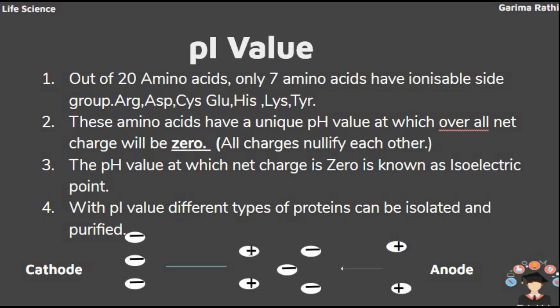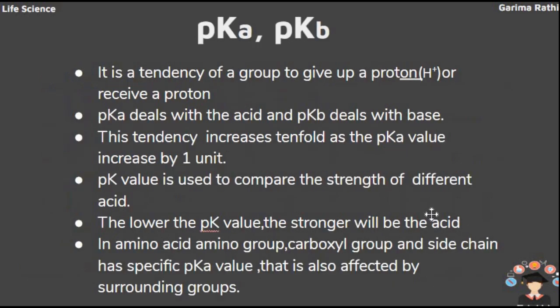The positive charge of the amino group and the negative charge of the carboxylic group get cancelled out, so the pH value at which the net charge is 0 is known as the isoelectric point. This isoelectric point or pI value is very useful for isolation and purification of different amino acids and proteins.